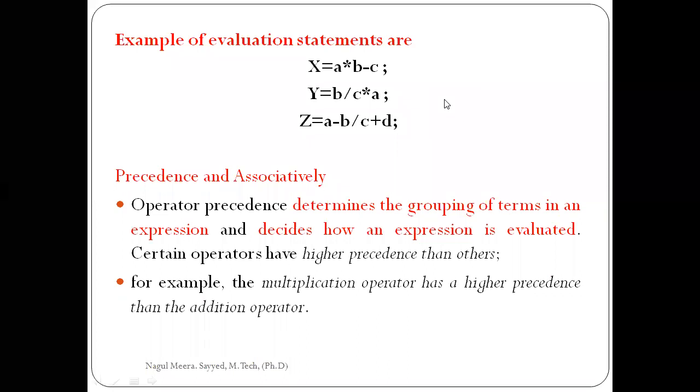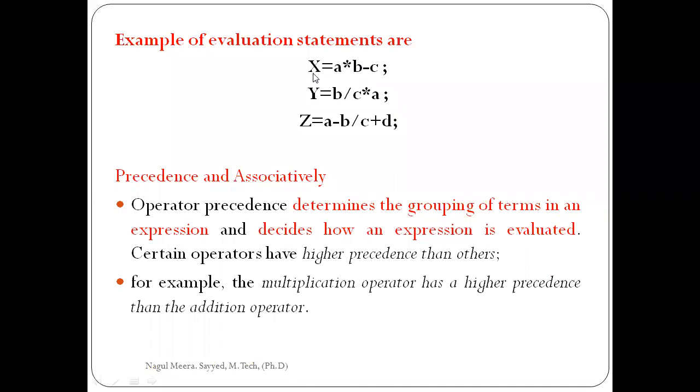For example, take this one, x equal to a into b minus c. What does it mean? First this operation is performed, and then this result is assigned to x. In this also, first this operation is performed, and then this result is assigned to y. And also first this operation is performed, and then the result is assigned to the left hand side variable. So this shows simple examples of evaluation statements.